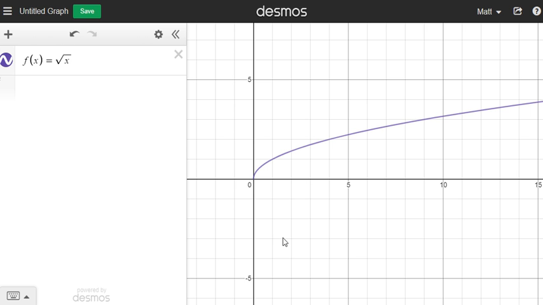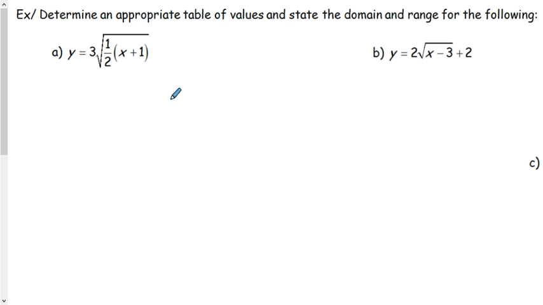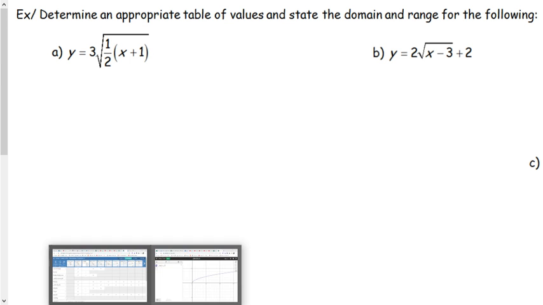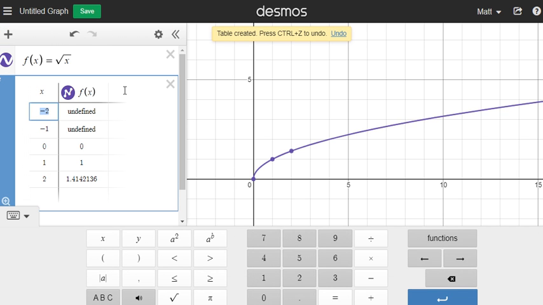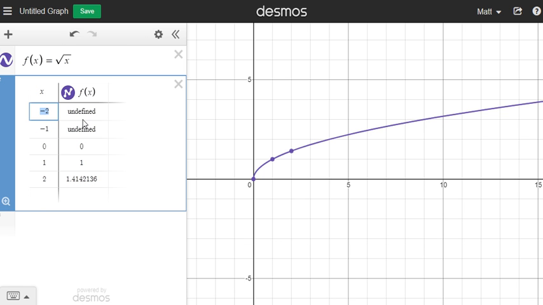Let's go back and remind ourselves the changes we're making here. We've got 3, 1/2, and x plus 1. Now, if I want a table of values here, I'm going to click that little gear, and I'm going to put a table of values in here. Now, this is a really bad table of values. This table of values is terrible because I got two numbers on here that are undefined, meaning my graph doesn't go there, because my graph doesn't go into the negative x values at all. So I'm just going to get rid of that.